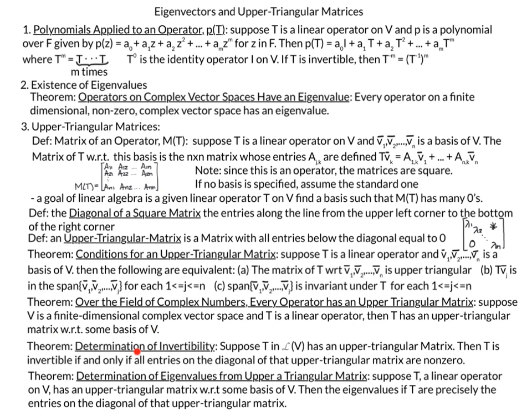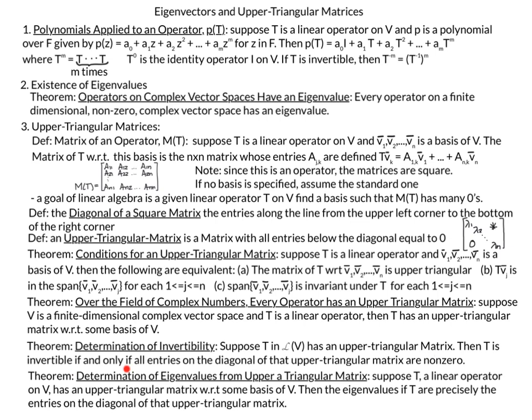Then these last two theorems are examples of how analysis of an operator is simplified if you can choose a good basis to get an upper triangular matrix. The first one is determination of invertibility. Suppose T is a linear operator on V and it has an upper triangular matrix. Then T is invertible if and only if all entries on the diagonal of that upper triangular matrix are non-zero.